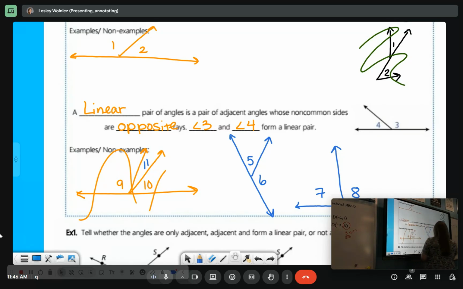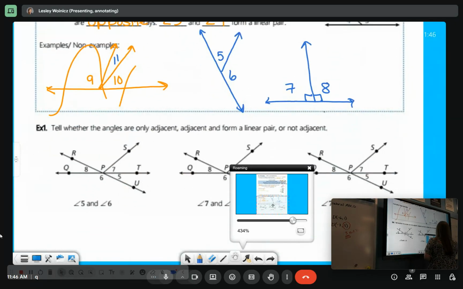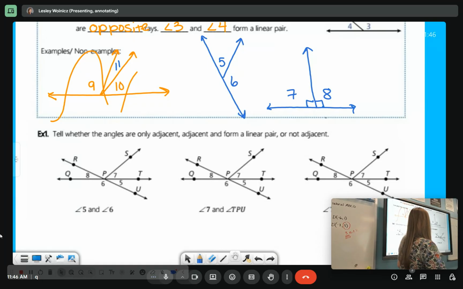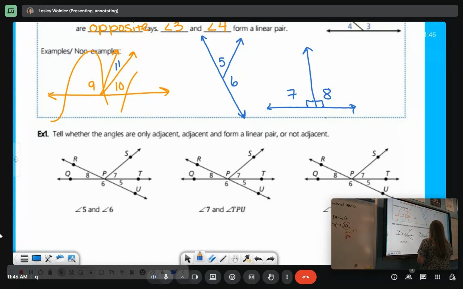Wait, so without the middle angle 11, they still wouldn't be adjacent? They're not adjacent, so they can't be a linear pair. With the 11, they are. With the angle 11, this angle and this angle form a linear pair, right? I could use the angle addition postulate and add 11 and 10 together, right? And then I would have a linear pair.